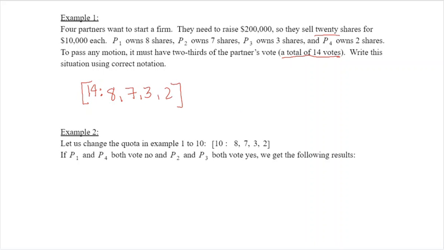Now, let's change our quota to be 10. So now, if player 1 and 4 vote no, and player 2 and 3 vote yes, here's what happens. Player 1 and 4. Players 2 and 3 vote yes. We end up with a tie. And that's because in this case, our quota was exactly half of the total number of votes.